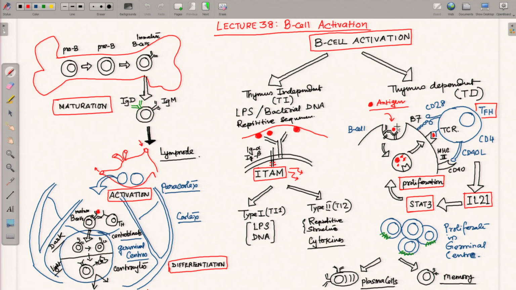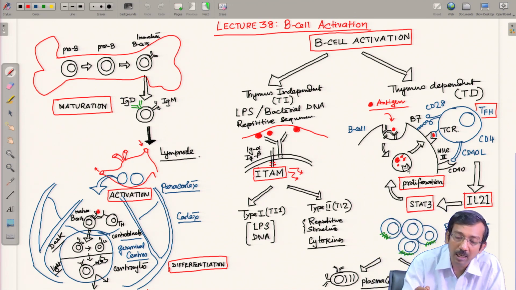So, it has captured the antigen, presented it by the MHC class II to a T helper cell, and the T helper cell helps it to activate, and now this B cell starts to proliferate. It starts to increase in population. So, where does it proliferate? In the germinal center. Now, what happens in the germinal center?